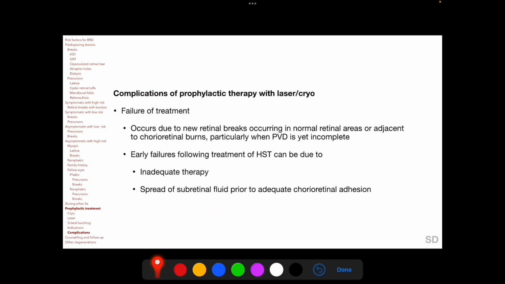Complications of prophylactic therapy with either laser or cryo include failure of treatment, which usually occurs due to new retinal breaks occurring in either normal retinal areas or adjacent to retinal burns, and this particularly occurs when posterior vitreous detachment is not yet complete. But early failures following treatment of HSTs can occur either due to inadequate therapy or spread of subretinal fluid before adequate chorioretinal adhesion takes place.